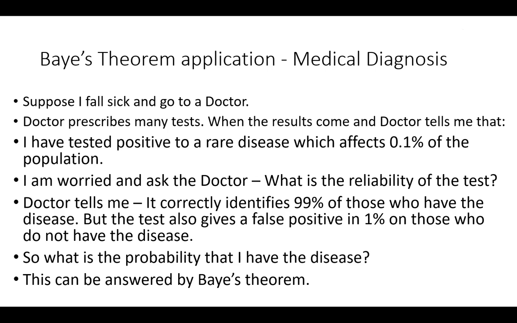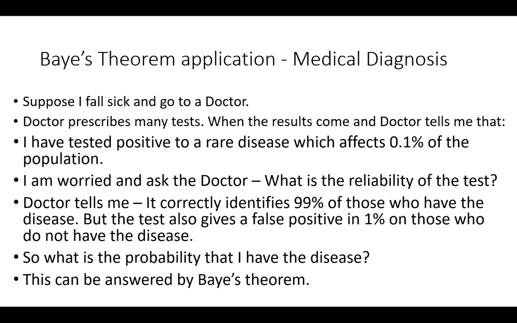It's so rare that it affects only 0.1% of the population. I'm worried and ask the doctor, what is the reliability of this test? He tells me it correctly identifies 99% of those who have the disease. But the test also gives a false positive in 1% of those who do not have the disease. That is, somebody doesn't have the disease, 1% of them, it may show that that person has the disease.